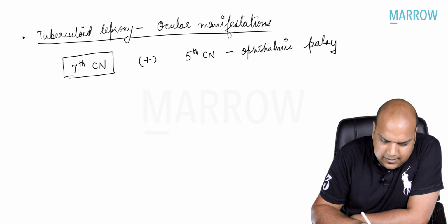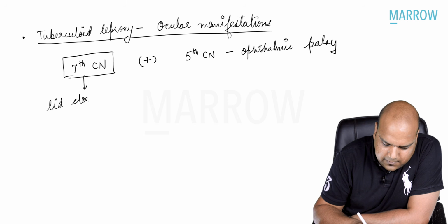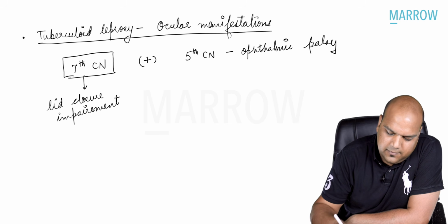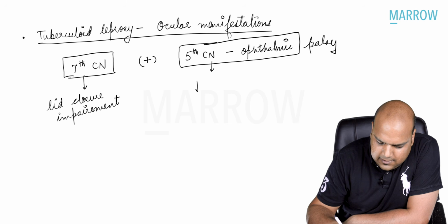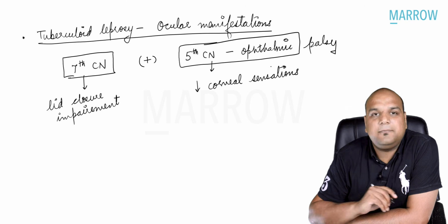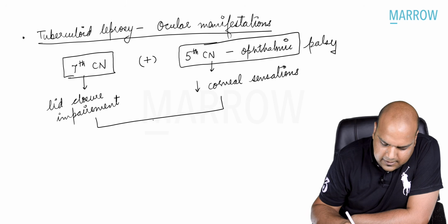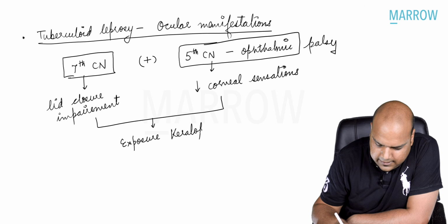Because of 7th cranial nerve palsy, there is lid closure impairment, as we would expect. Because of 5th cranial nerve ophthalmic palsy, there are decreased corneal sensations. Because of both of these, the patient develops exposure keratopathy. I hope you understand.